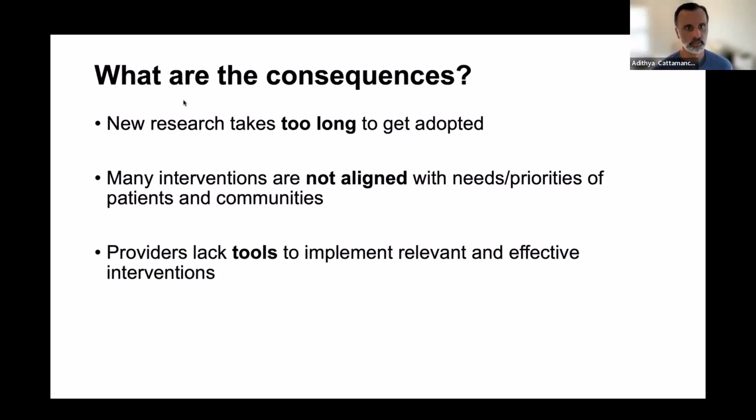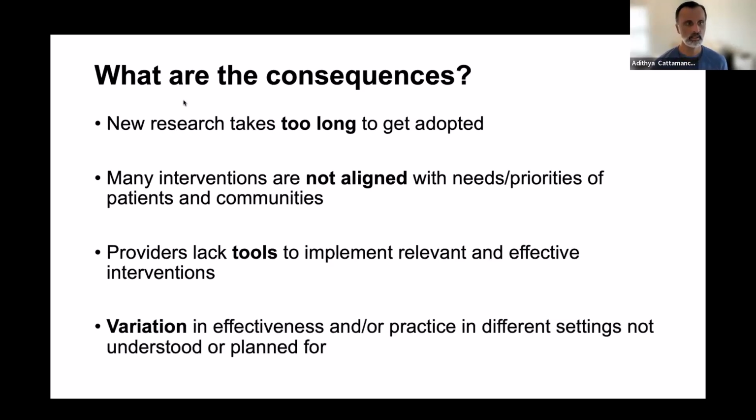Providers lack the tools to implement relevant and effective interventions, right? So again, we spend a lot of money developing interventions, but at least until recently, we don't spend a lot of time and money on thinking about what are the tools and strategies needed to actually facilitate uptake of those interventions. And last, there's variation in effectiveness or practice in different settings, and we're surprised by this, right? So we wonder why an intervention has high uptake in one setting but not in another, or putting the intervention into practice results in good outcomes in one setting but suboptimal outcomes in another. So we don't really seek to understand the sources of variation or the different factors that might contribute to intervention uptake, right? And therefore are surprised by the variation that occurs.